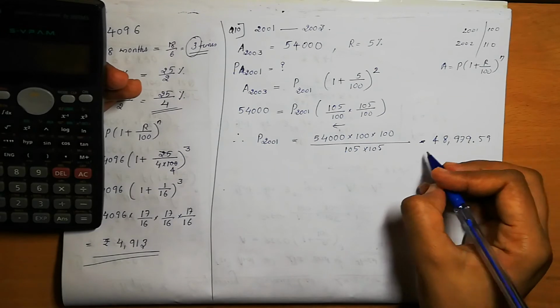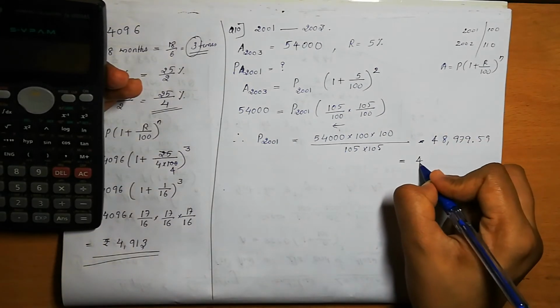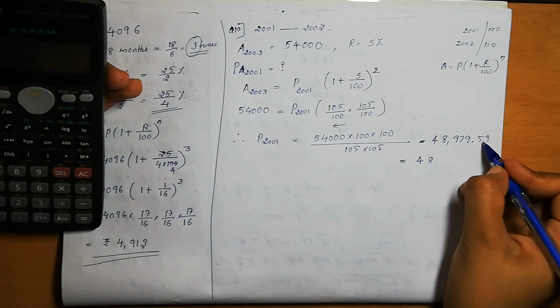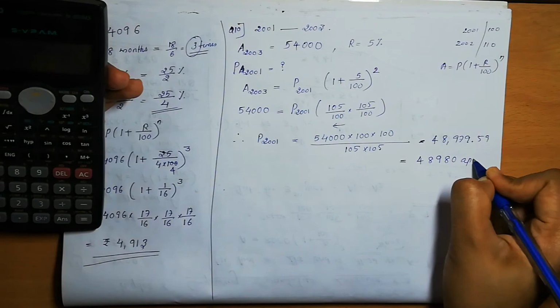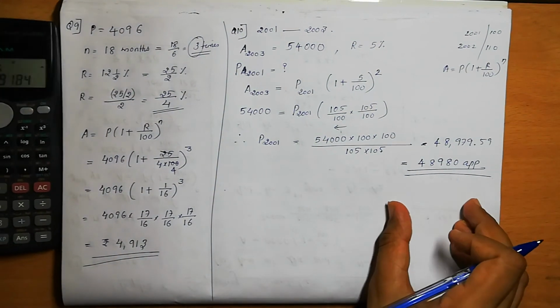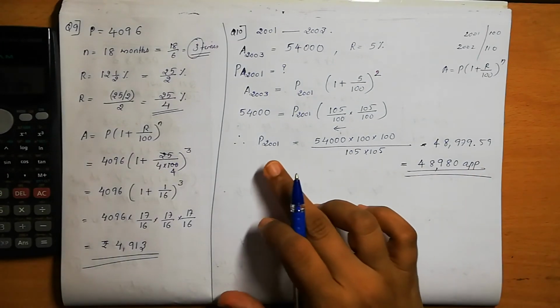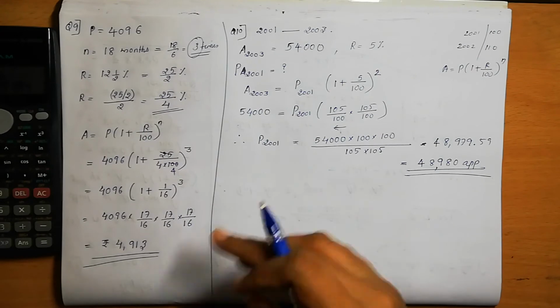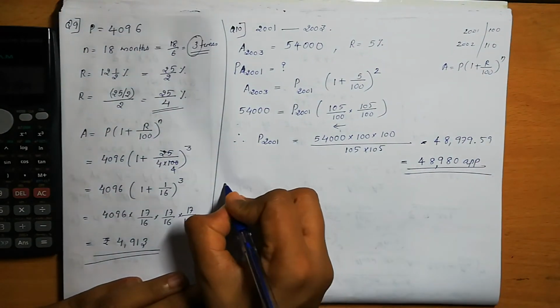So here, approximate value, how much can I write? This is the population, so approximately I can write 48,980. This is more only, right? 48,980 is the approximate population at the beginning of the year 2001. 48,980 was the population in the beginning of the year 2001, and that only increased to 54,000.